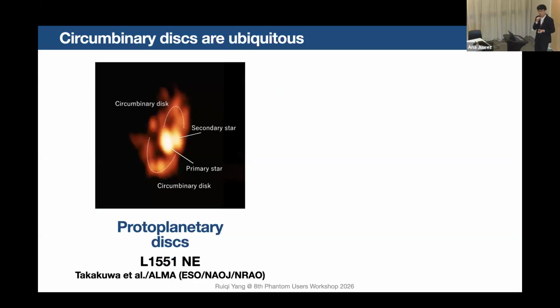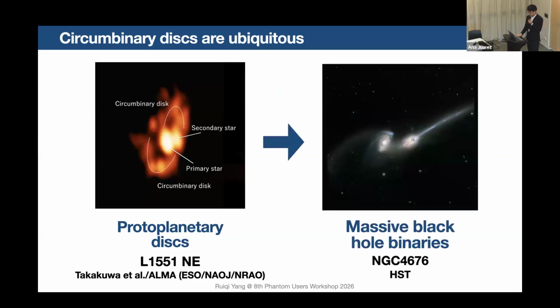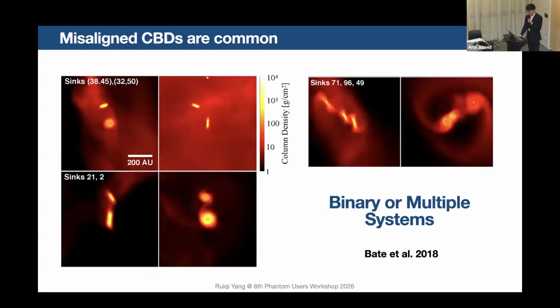Observationally, from small scales such as protoplanetary disks to larger scales such as massive black hole binaries, circumbinary disks exist. And by early chaotic accretion or other mechanisms, the circumbinary disk could be misaligned with the binary orbital plane. And numerical studies of binary or multiple systems show that the misalignment is common.